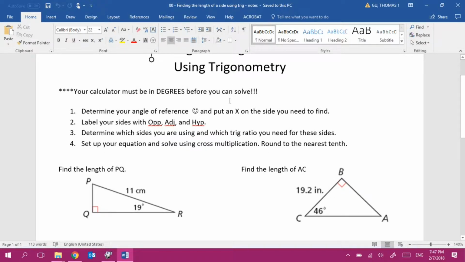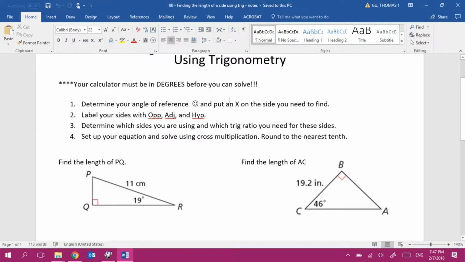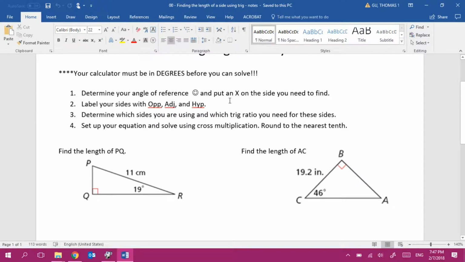I'm gonna read them to you first, and then we'll use them in practice so you can see what it actually means. First, you're gonna determine your angle of reference. That's gonna be the smiley faces in these pictures. That's where you're looking from. And you're gonna put an X on the side that you need to find. That's your missing side.